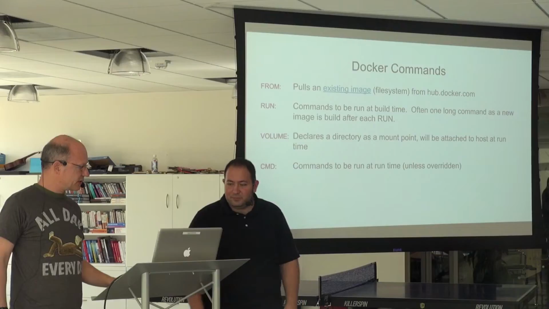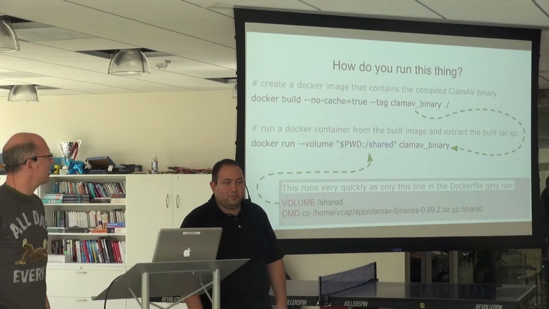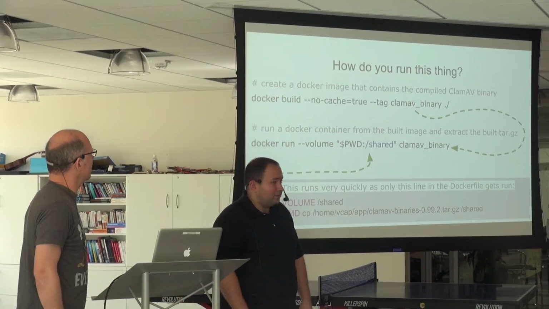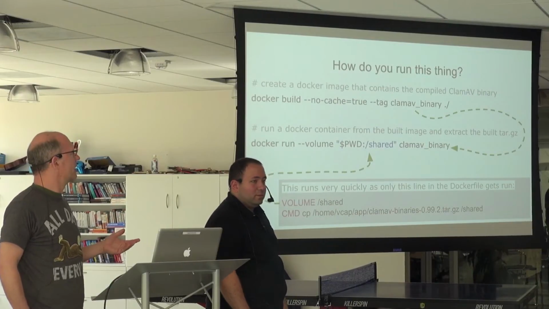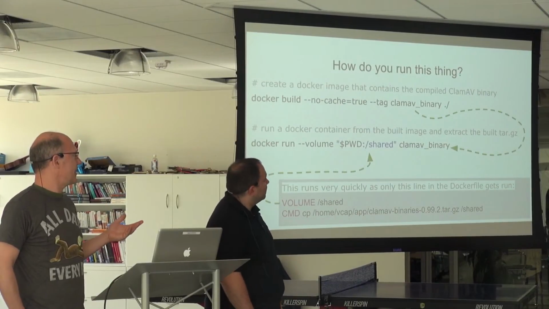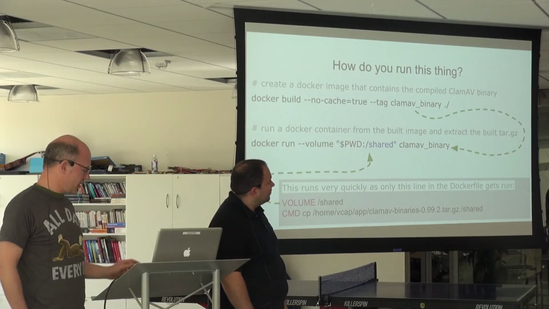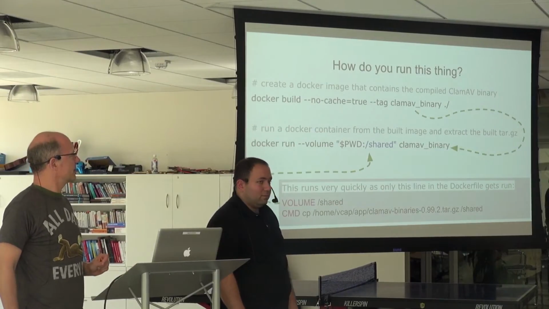Yep, so there it is. And then here's how you run everything. First, you do a build command. Docker build --no-cache basically is just a safeguard. You give it a name with a --tag, and you say the current directory, which is why that dot is there.